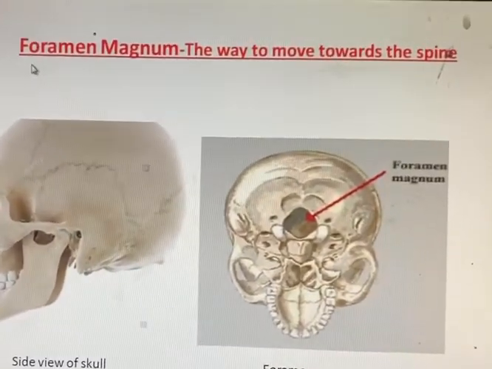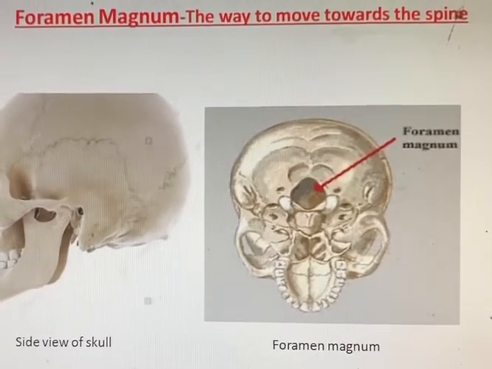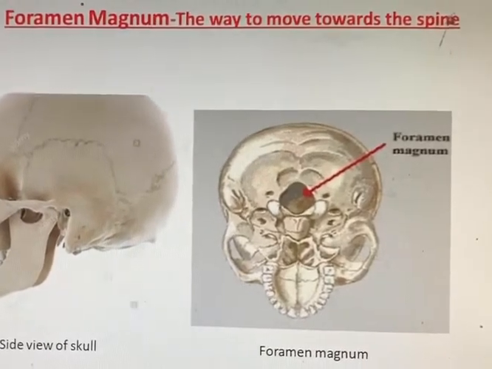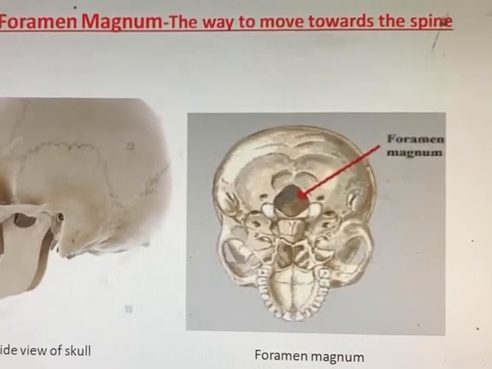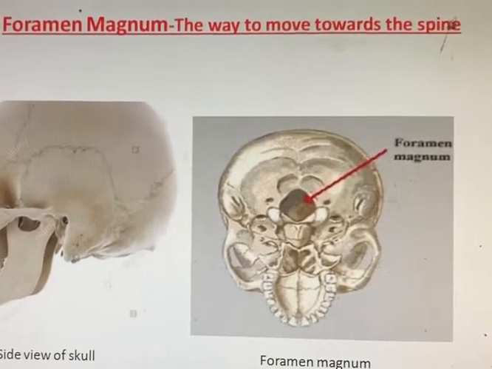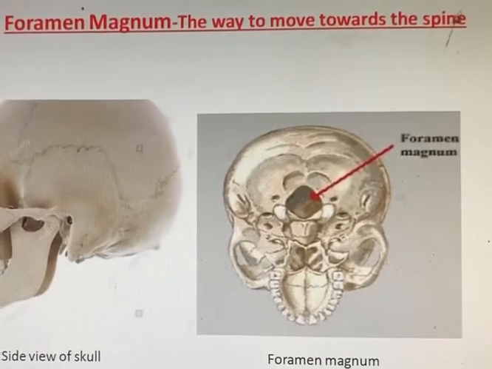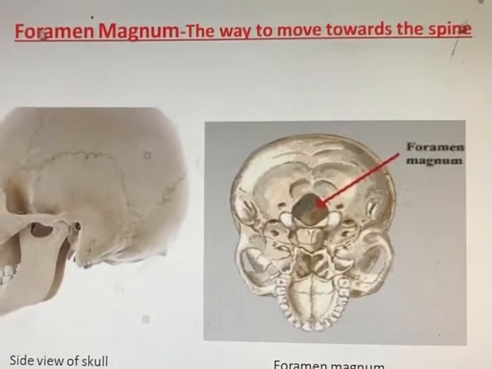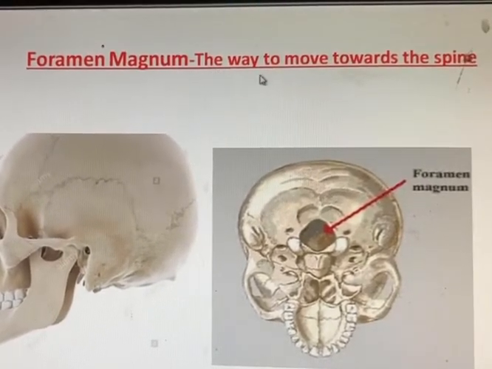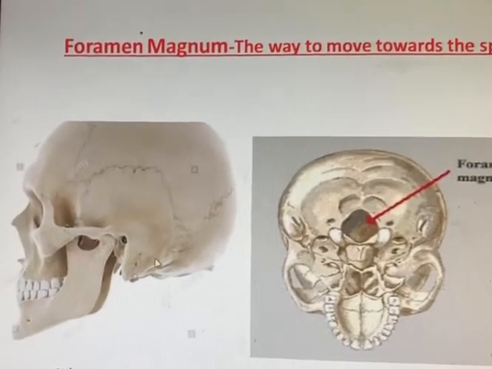Well, the brain connects with the spinal cord through a special kind of connector, but it needs a way to pass through into the hollow space of the vertebral column. This hollow space of the skull is called the foramen magnum, which is the way to move towards the spine. Let's focus on the location here.